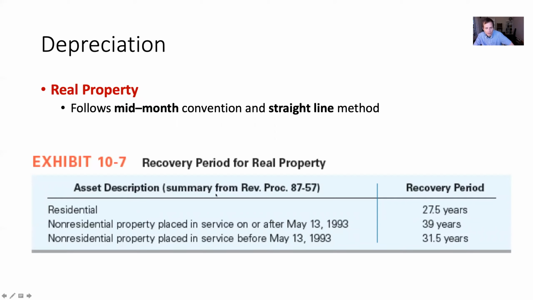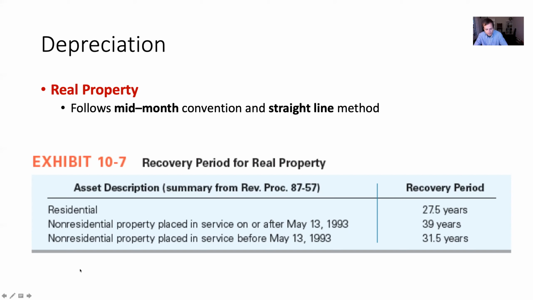All right, so our recovery period for real estate, you can see, if it's residential real estate, is 27.5 years. But maybe you're saying, what do you mean residential? I can't deduct my house, right? It's not a business asset. So this would be somebody who owns an apartment building or a house that they rent out to others in order to earn income. Their recovery period on that asset is 27.5 years.